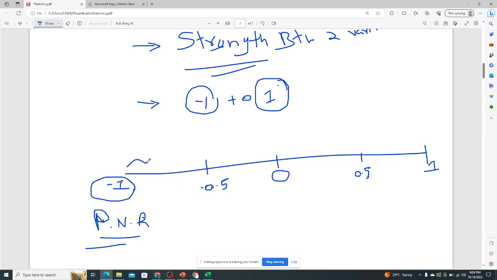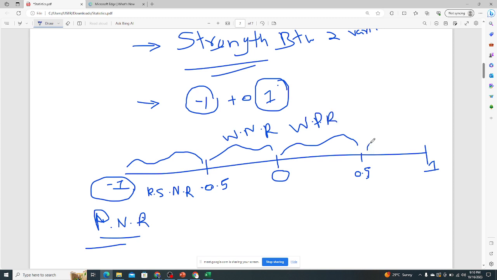In case we get a value between negative 1 and negative 0.5, we usually say we have a relatively strong negative relationship. In case we get a value between negative 0.5 and 0, then we will have a weak negative relationship. Same here, we will have a weak but positive relationship, and here we will have a relatively strong positive relationship, in case we get a value within these given ranges. All right?